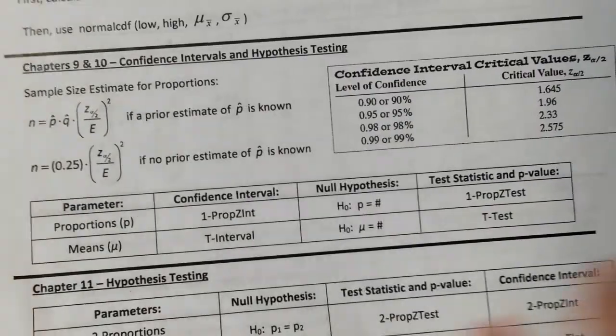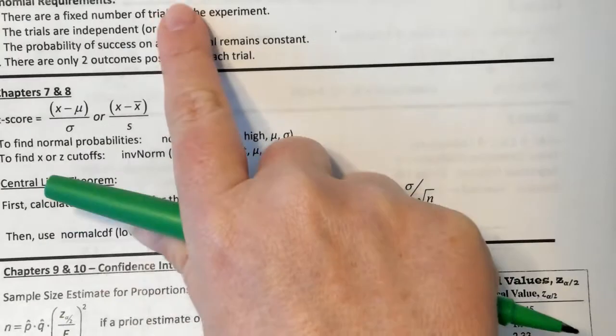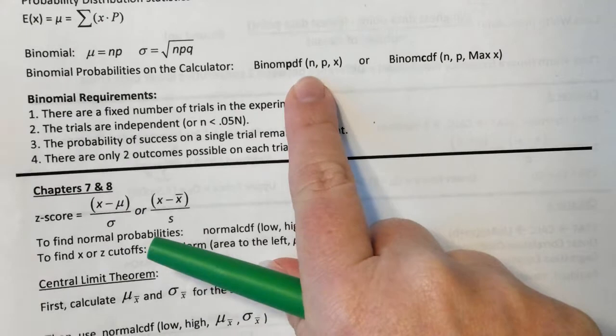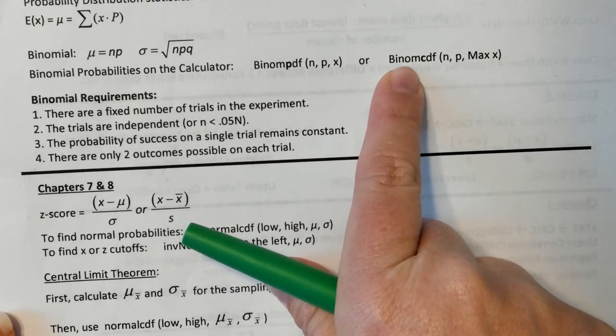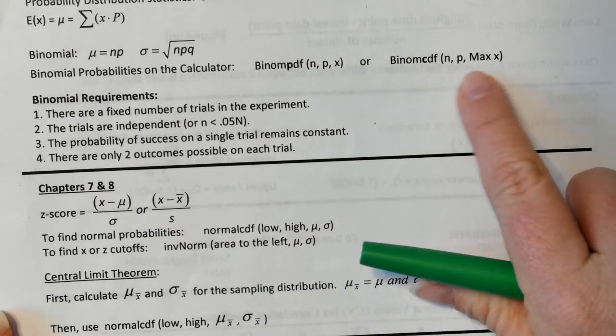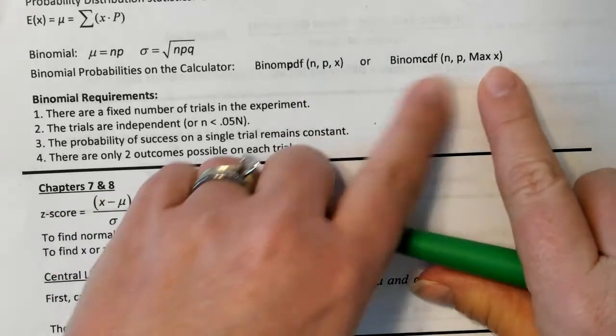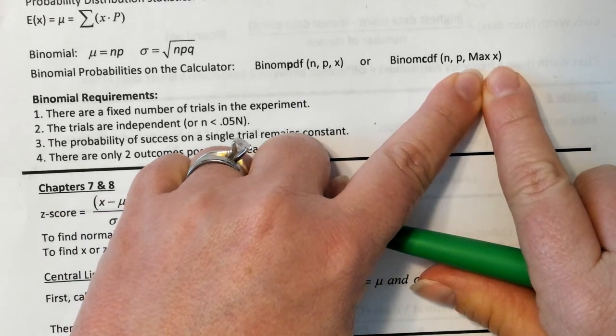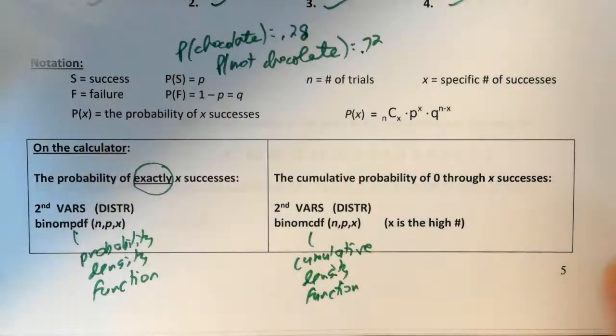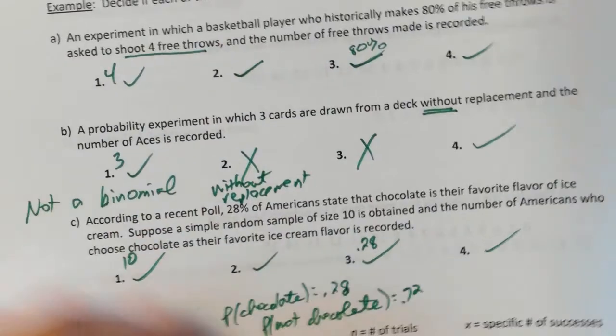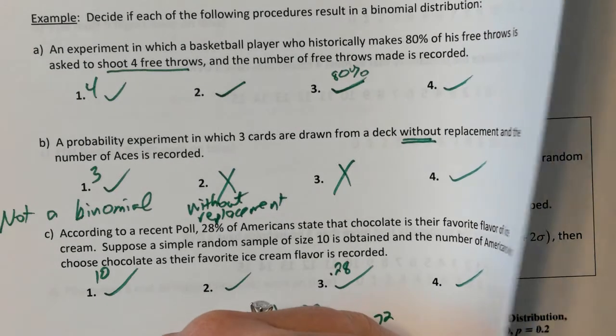Notice on your formula chart, it does not tell you the difference between PDF and CDF. You have to know that on your own. But it does remind you for CDF that the X value at the end is your maximum number. So that does help a little bit. All right, so let's try an example working some problems.